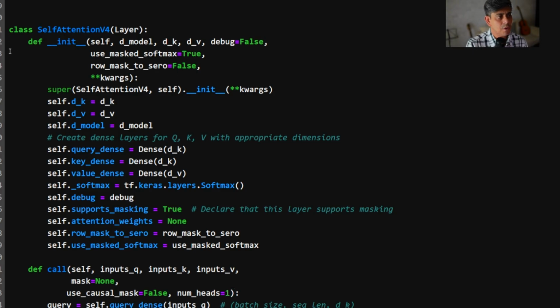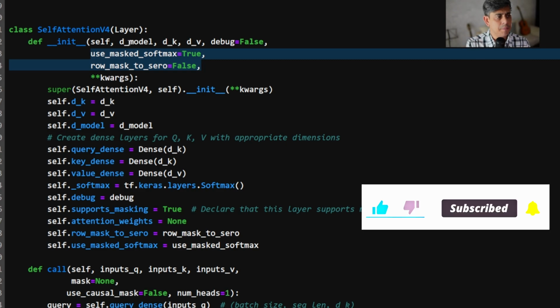Okay, this is our self-attention class. We have built it by inheriting the Keras layer, and it takes as input d_model, like we said. Then we have dk, the output dimension that we want for the key, and dv, the output dimension for the value. Then there are certain switch parameters which we will explain later. Right now, just focus on building the self-attention.